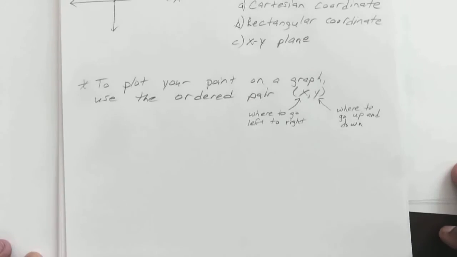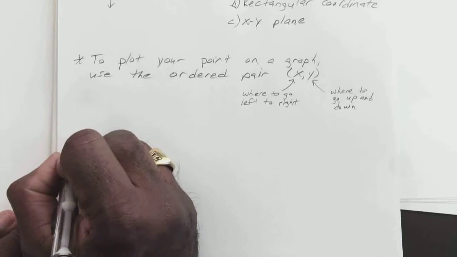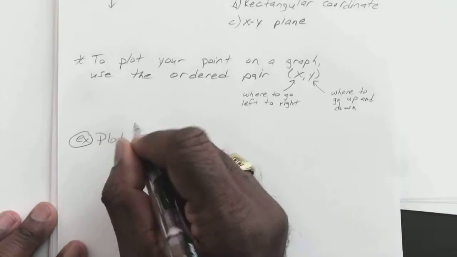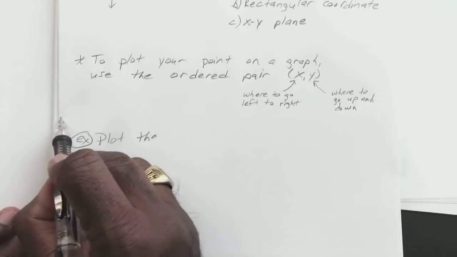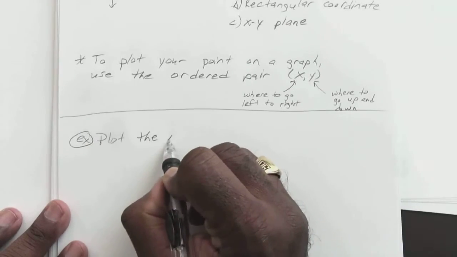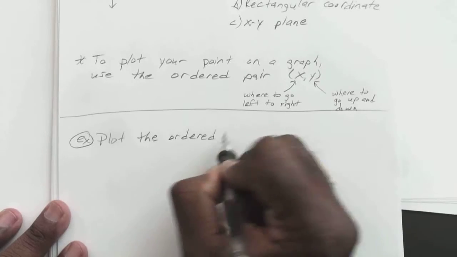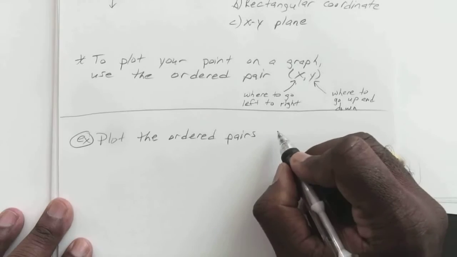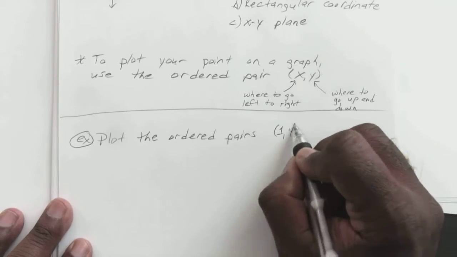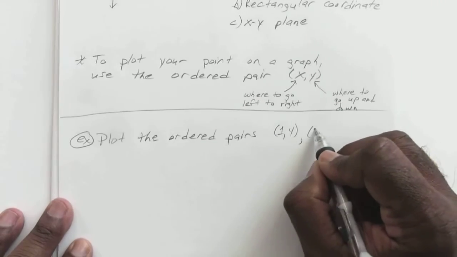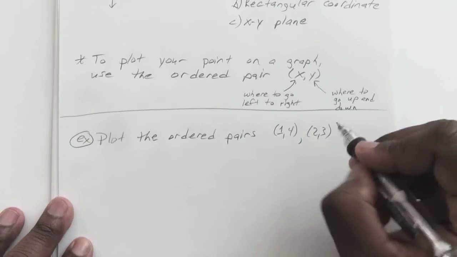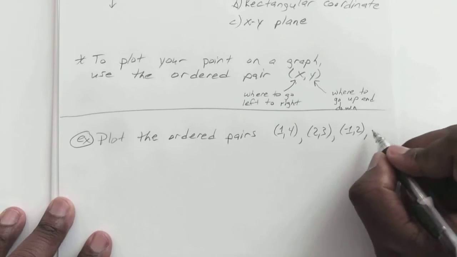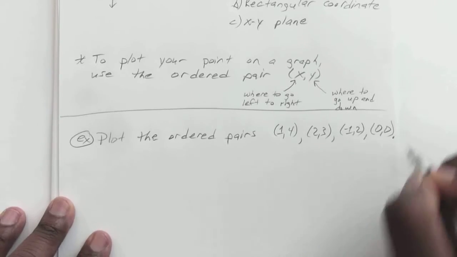All right, so let's say, for example, if we wanted to plot the points or plot the ordered pairs, let's say if we want to plot the point 1, 4, 2, 3, negative 1, 2, and 0, 0.